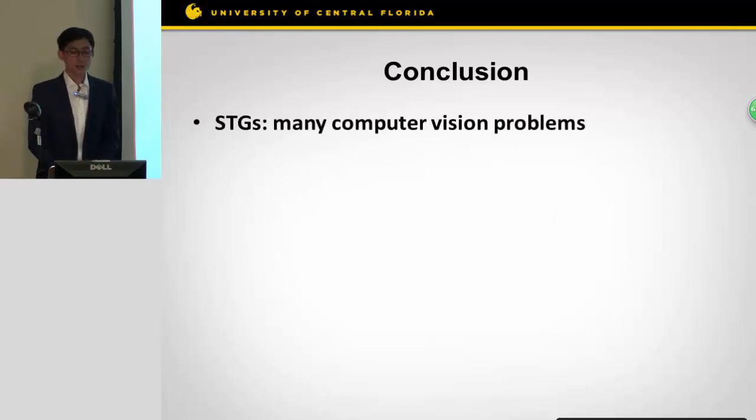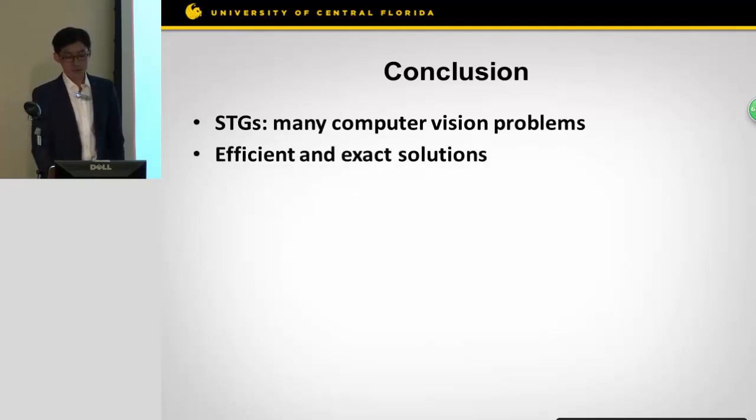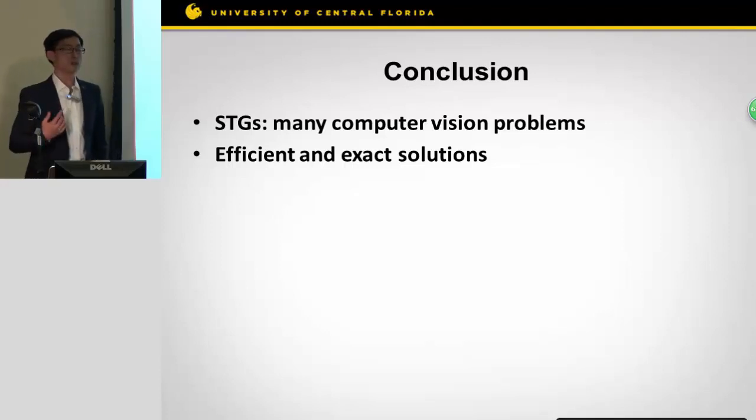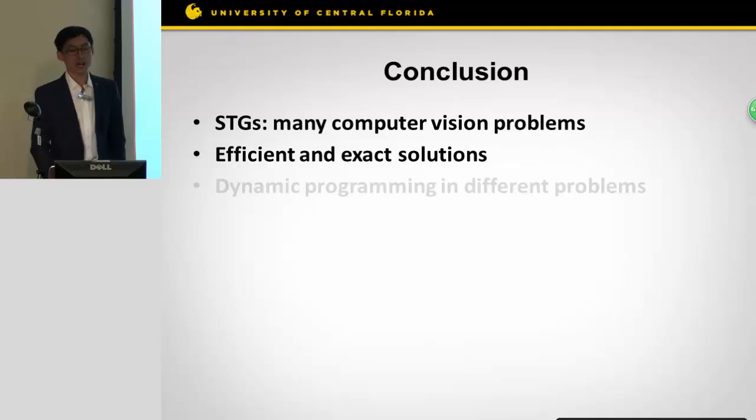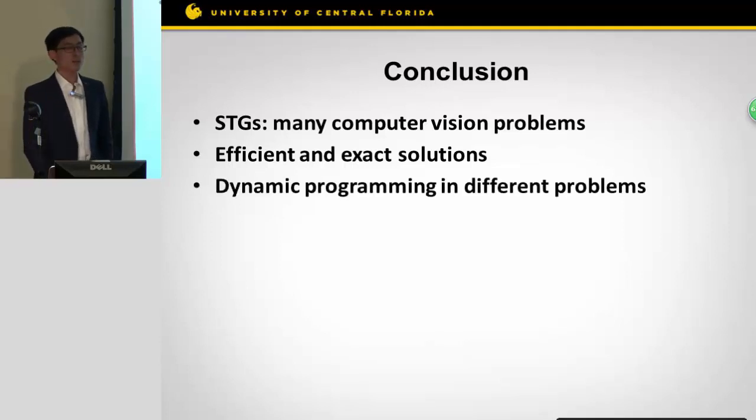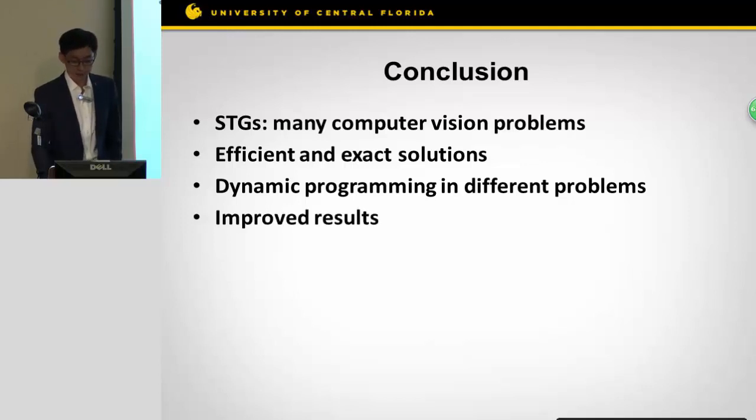And in conclusion, we have shown that the spatial temporal graph can be applied to many computer vision problems. And for the 3 important problems we investigated, we have efficient and exact solutions. And we have found that dynamic programming is especially important to solve these problems, for example, for the video object segmentation problem and the human pose estimation problem. We have shown improved results for all of these 3 problems.